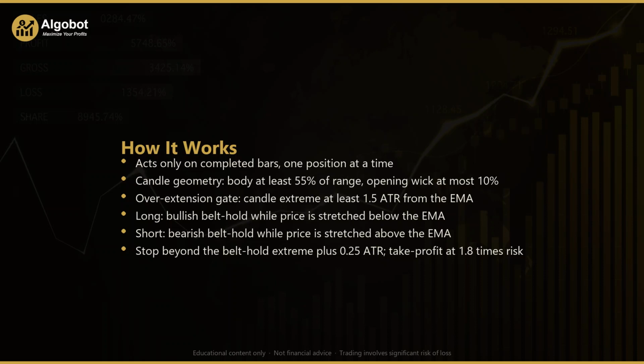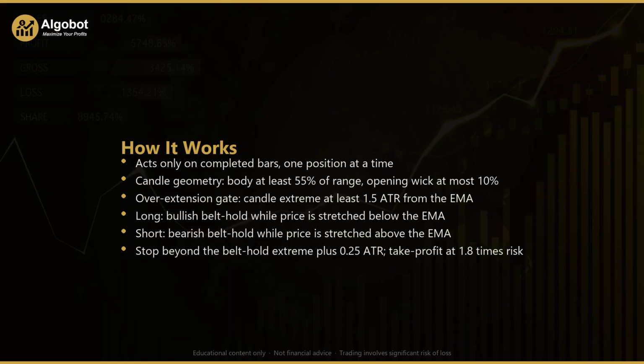Let's walk through the mechanics step by step. The expert advisor works on closed bars only. On each new bar, it looks back at the candle that just finished, which it calls the signal bar, and it recalculates the moving average and the average true range up to that bar. It also checks that no position is already open under its own magic number, because this strategy holds just one trade at a time. First, it measures the signal candle's geometry.